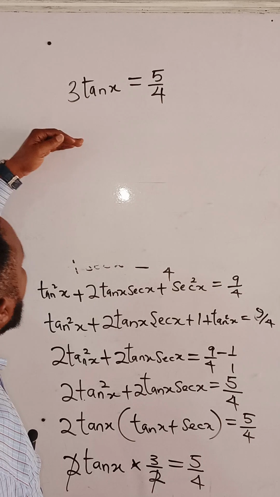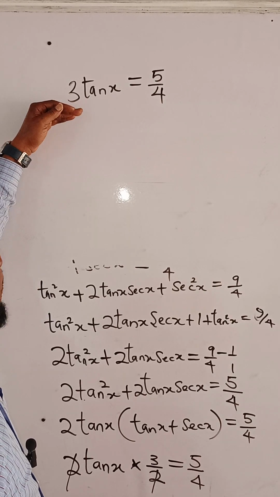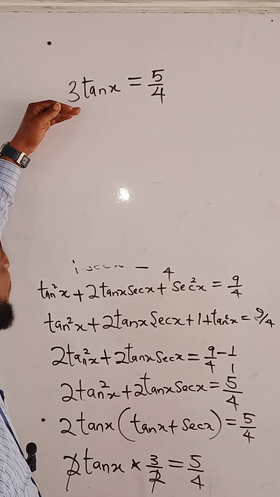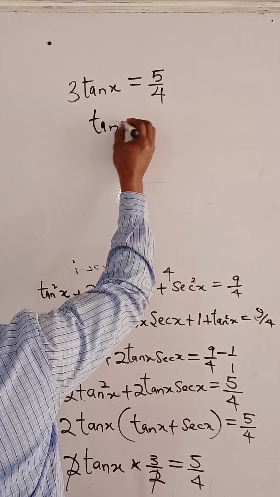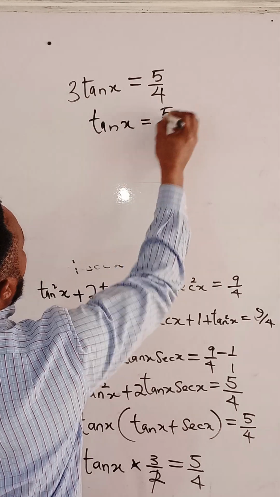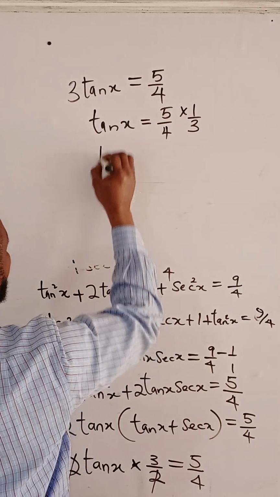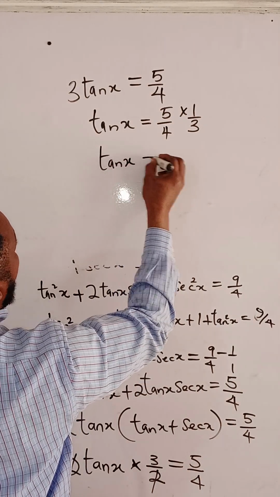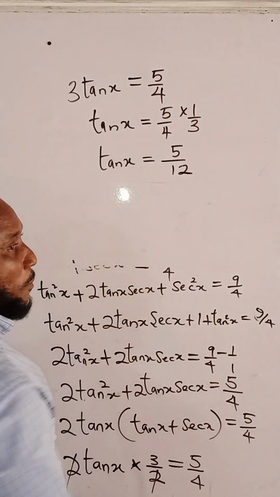We divide both sides by 3, which is the same thing as multiplying both sides by the inverse of 3, which is 1 over 3. We are going to have tan x equal to 5 all over 4 times 1 all over 3. Tan x will now be 5 all over 12.